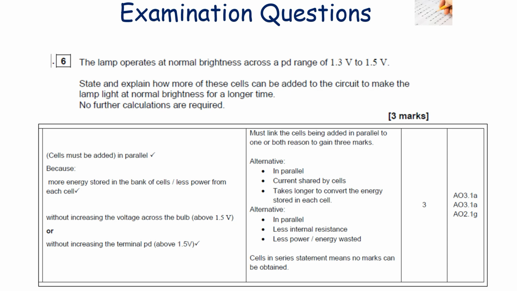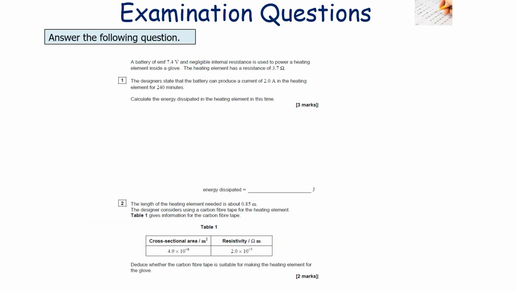Now again, it's very important to remember that when you put cells in parallel, it won't actually increase the EMF going into the circuit, so it won't increase the terminal PD above 1.5 volts, so they won't actually break. Also remember that in parallel the current is shared by the cells, so it takes longer to convert the energy stored in each cell. Let's have a look at our next question.